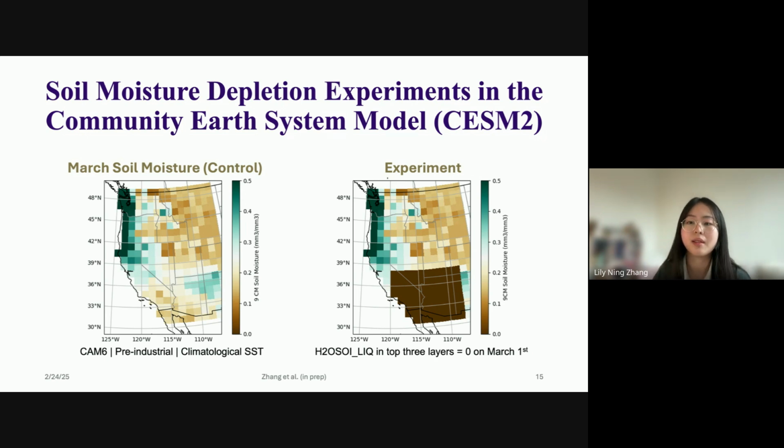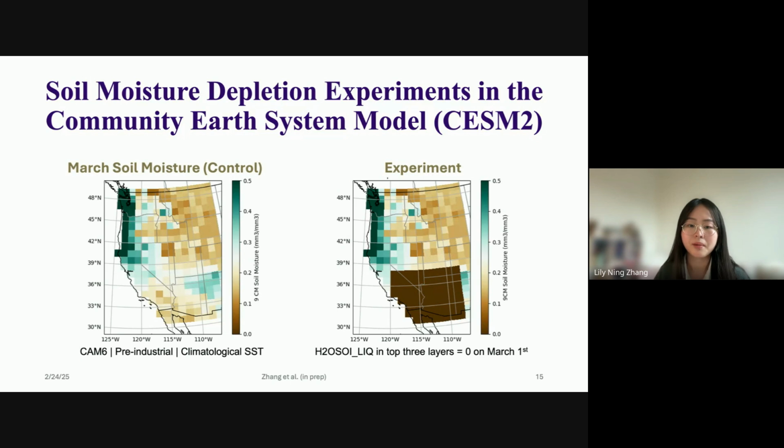So here on the left, I'm showing an example of what soil moisture might typically look like at the start of spring in a CLM restart file. And in my experiment, what I do is I take that restart file and I deplete all the soil liquid water content in the top 3 model layers. So I set it to 0 in the restart file on March 1st.